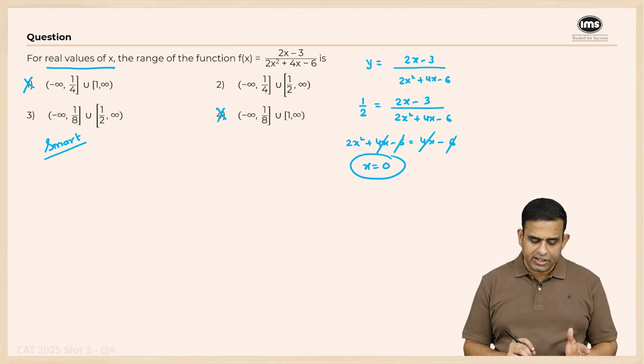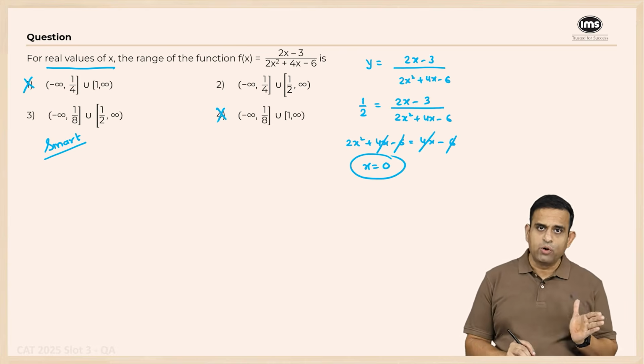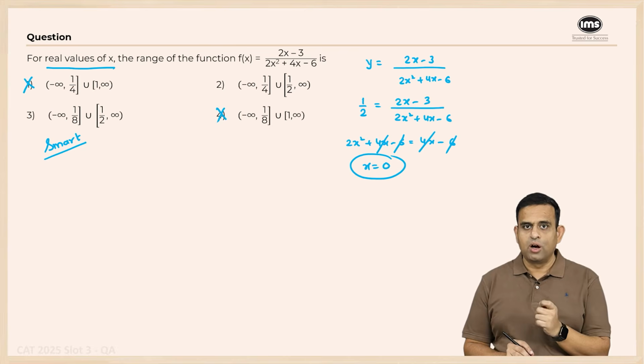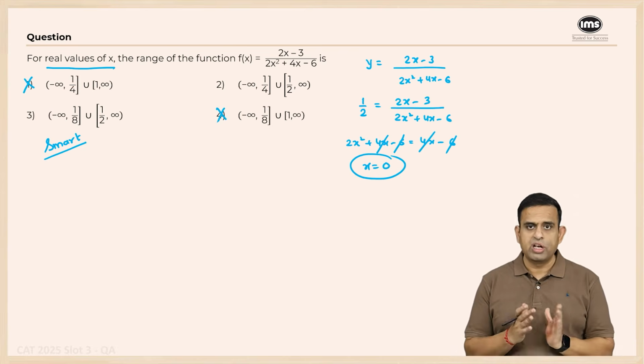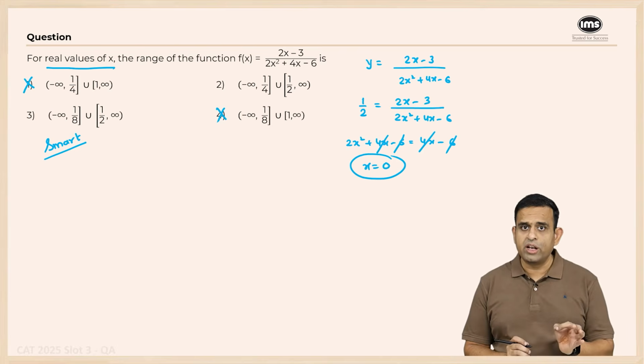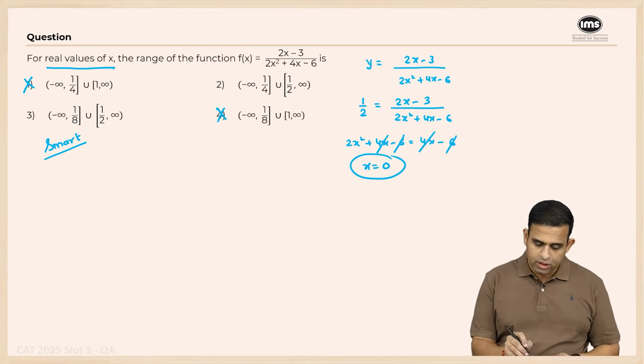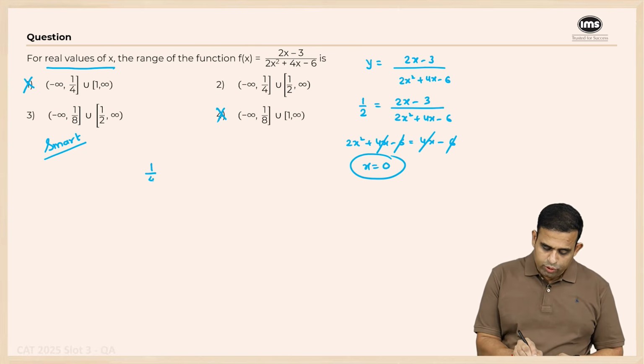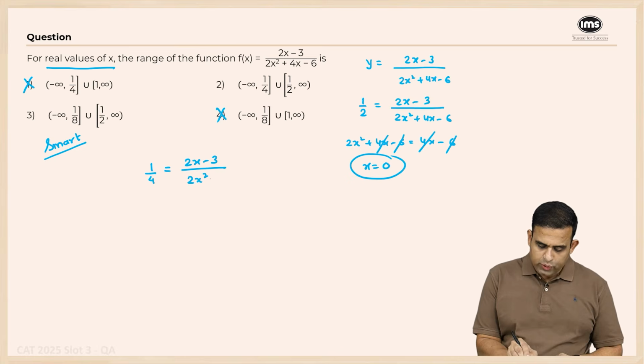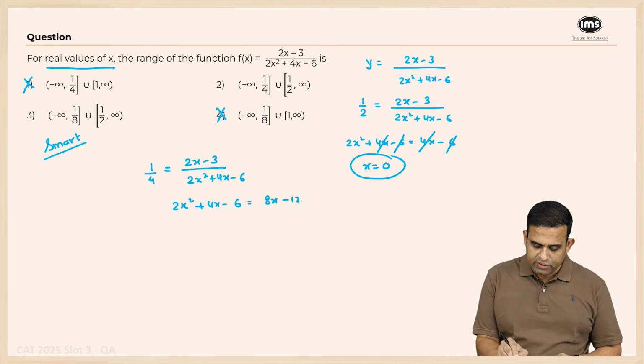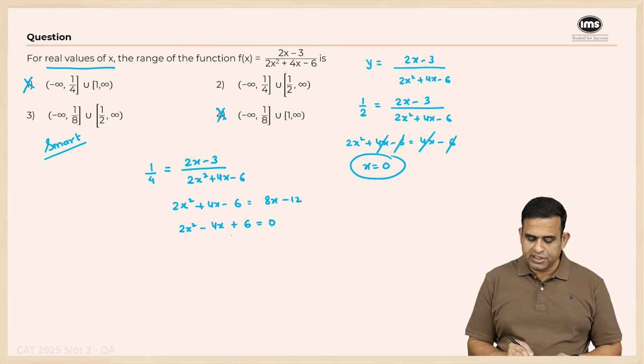Now on the lower side they are saying the value goes to 1 by 8 and it goes to 1 by 4. Now 1 by 4 is basically going to be counted in both the options. So I will now check whether 1 by 4 is an acceptable value or not. If I put y as 1 by 4, then 1 by 4 is equal to (2x minus 3) divided by (2x square plus 4x minus 6). Let's cross multiply. 2x square plus 4x minus 6 is equal to 8x minus 12.